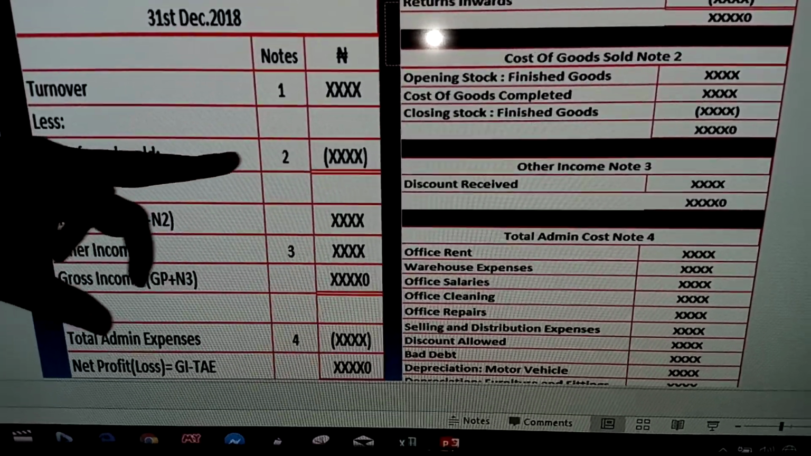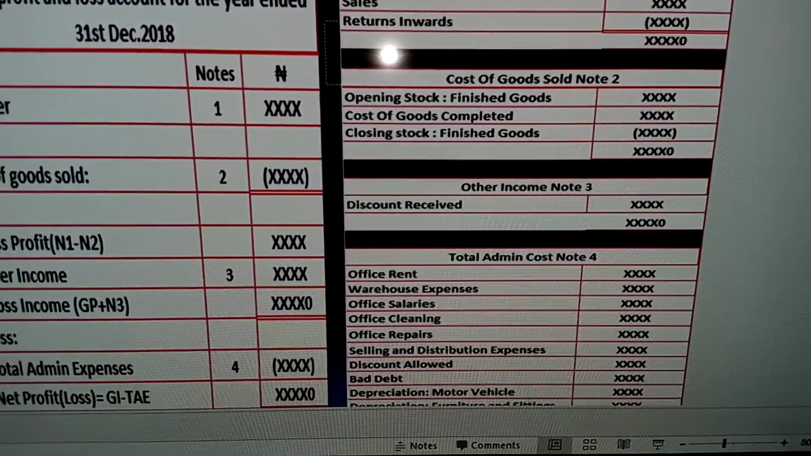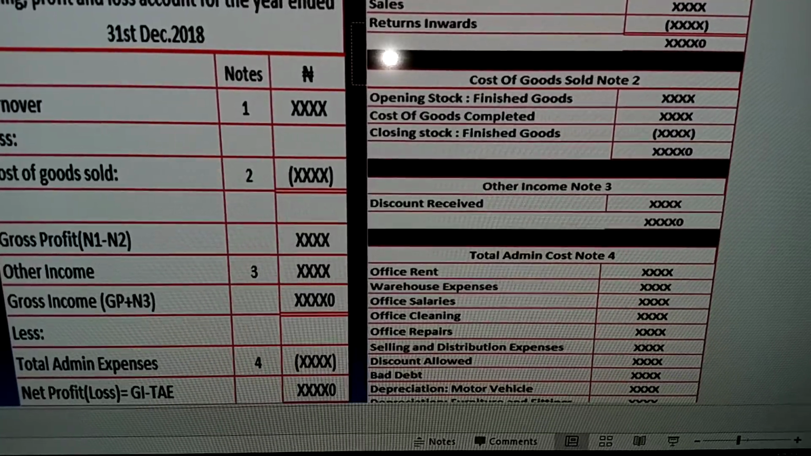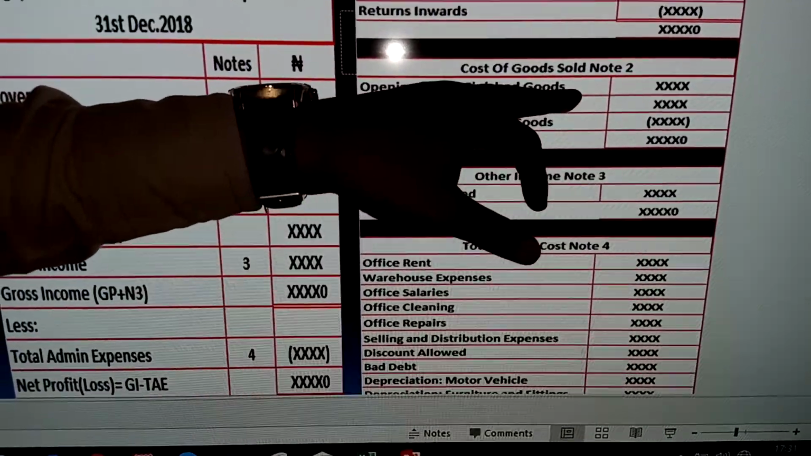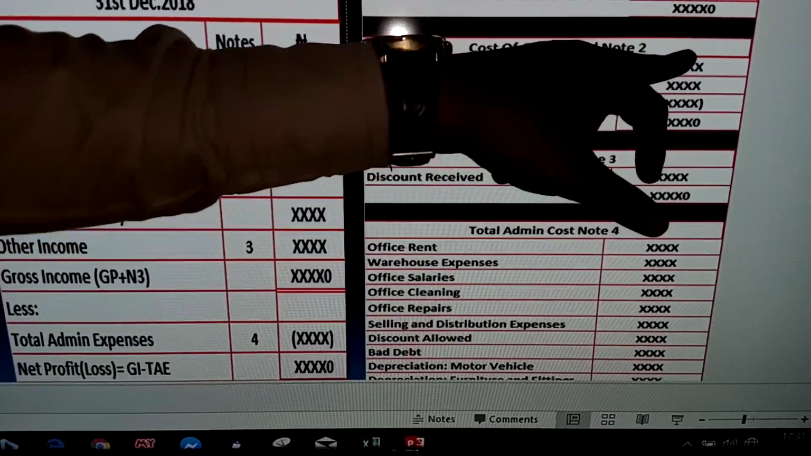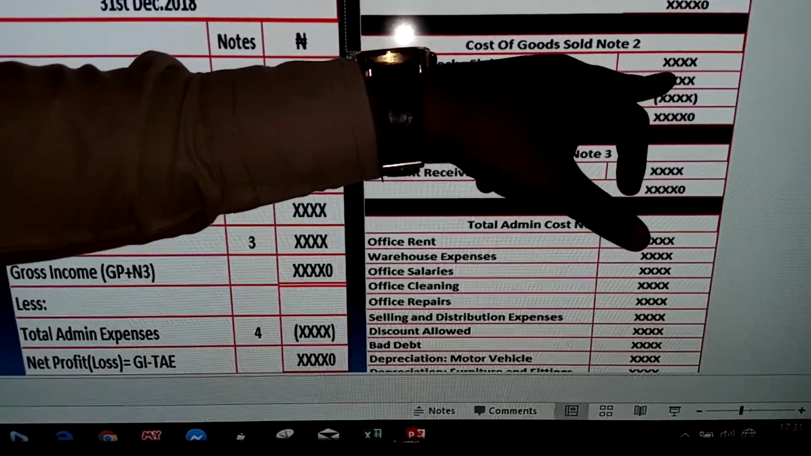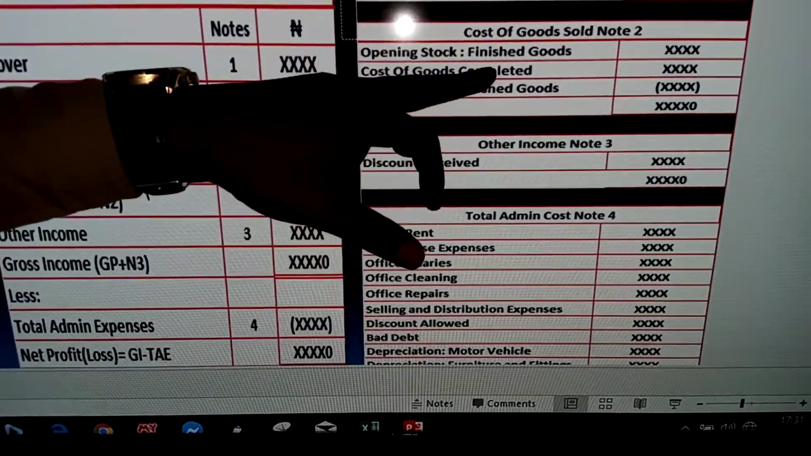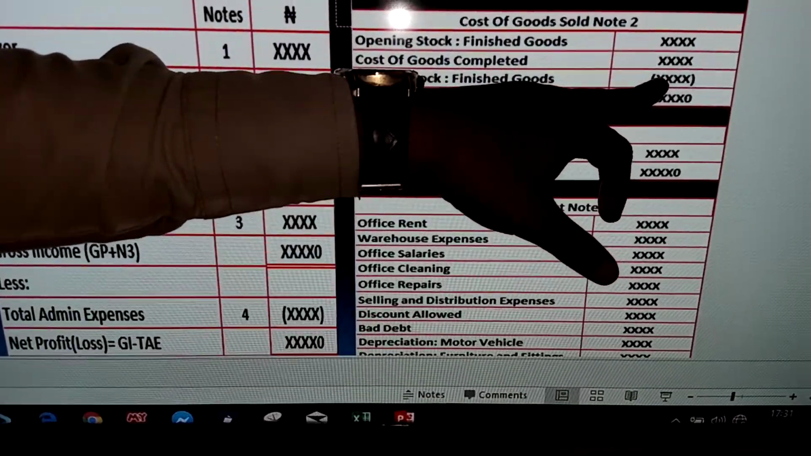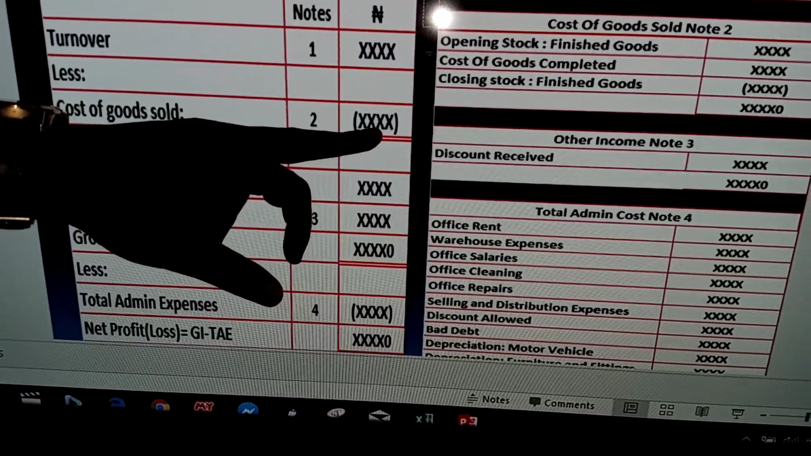So less cost of goods sold. Cost of goods sold is the same thing, but here remember we are manufacturing what we are selling. So we manufactured it. We have opening stock of finished goods, that's goods manufactured at the end of last year or the beginning of the current year. You add the ones that you finished producing for the year. So this is cost of goods completed for the year. Then you less the closing stock of finished goods at the end of the year. That will give us our cost of goods sold.